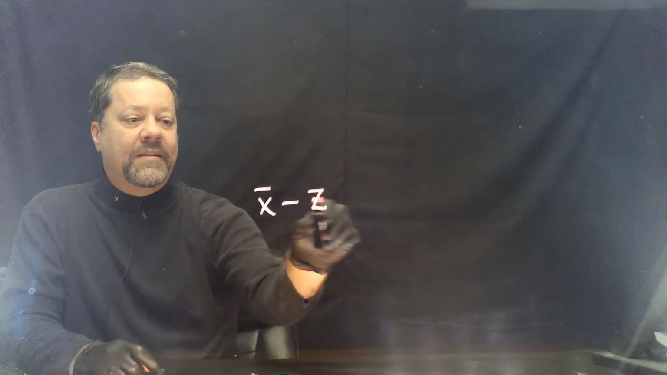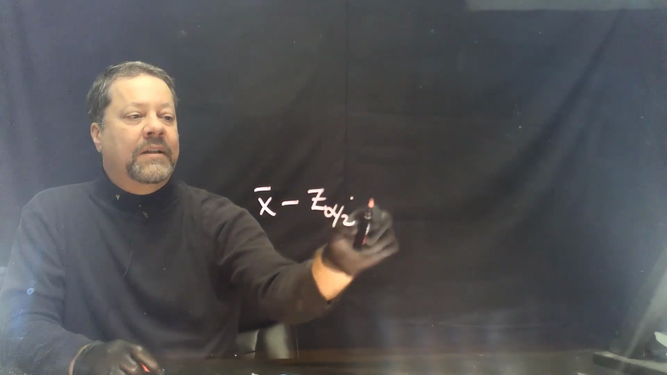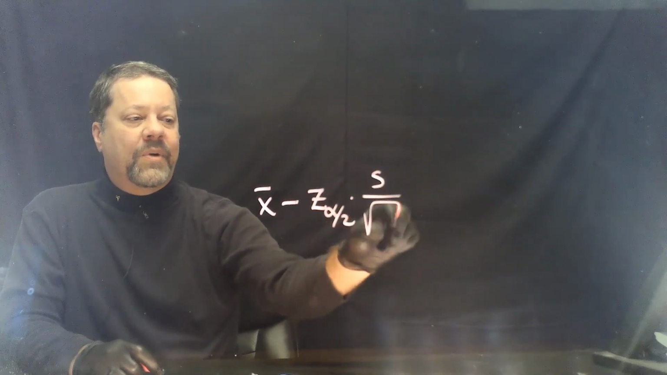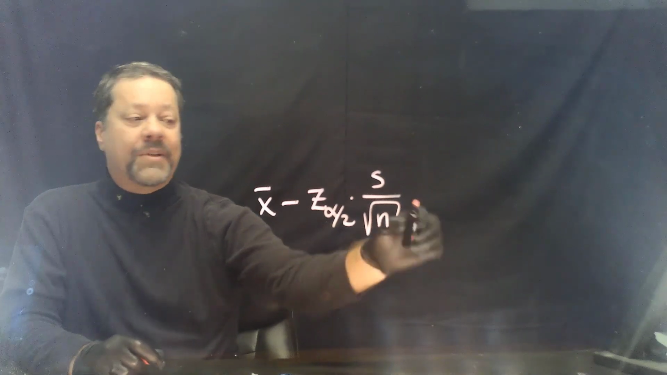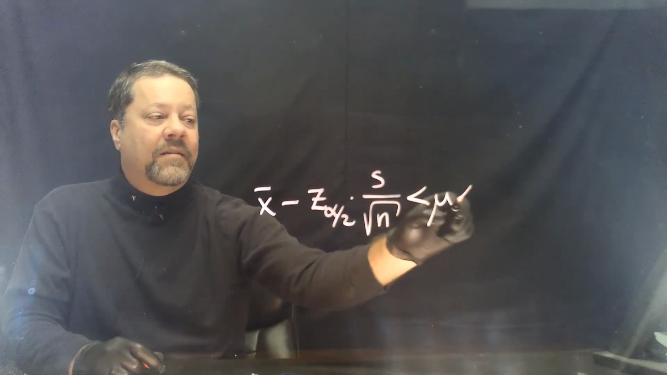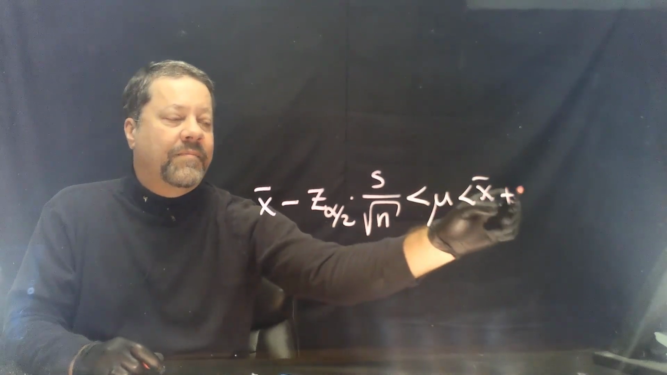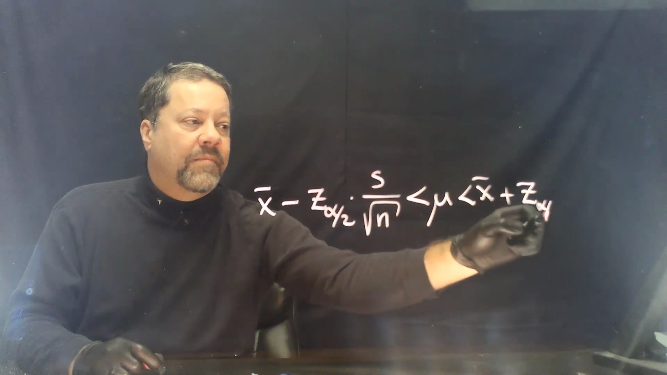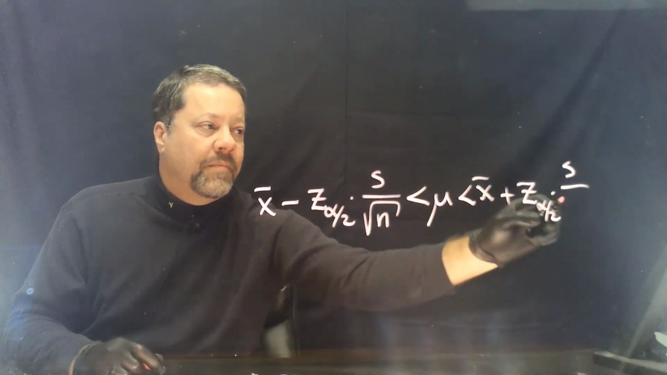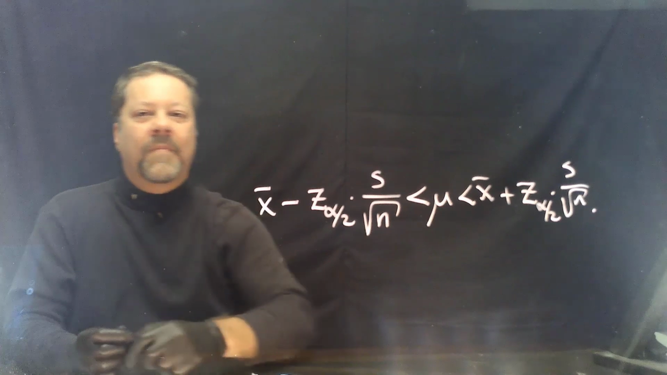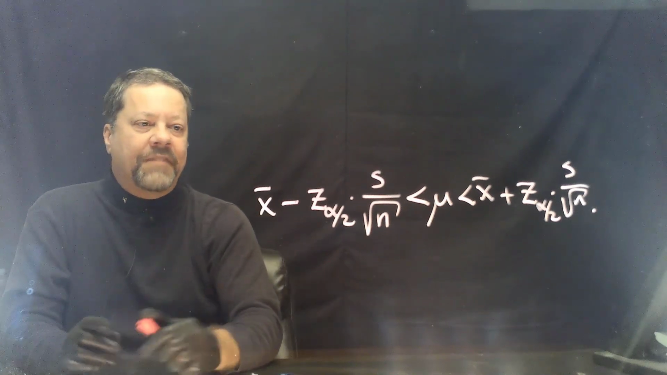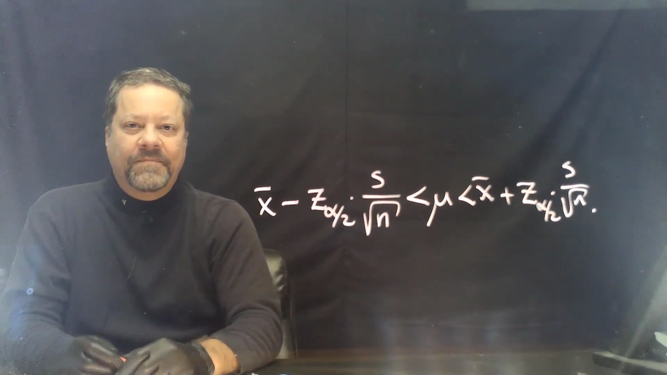So for means, provided the sample is big enough, we'll use x bar minus z alpha over 2 times the standard deviation over the square root of n, which is the sample size. We'll use this only if the sample size is big.